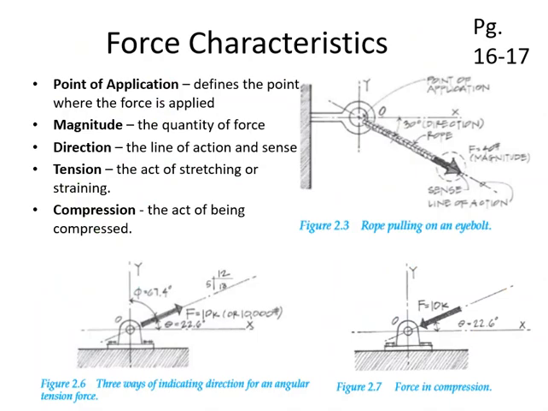Moving on, let's go ahead and look over force characteristics. You can find this information on pages 16 through 17 of your textbook, and it basically states the following. Point of application defines the point where the force is applied. Magnitude is the quantity of the force. Direction is the line of action or sense. Tension is the act of stretching or straining. And compression is the act of being compressed.